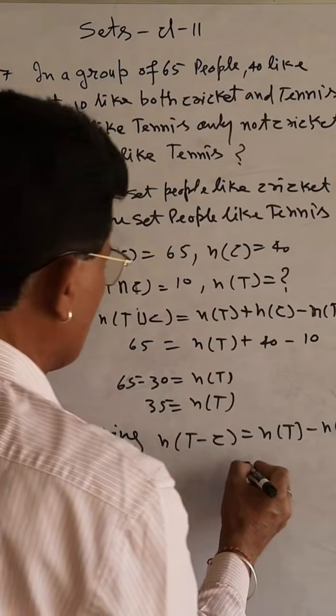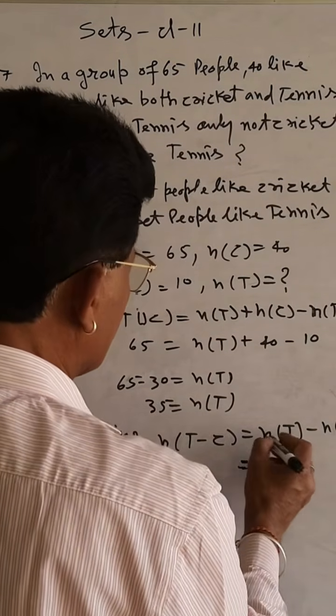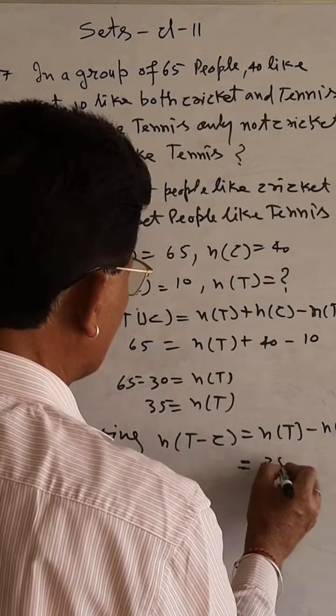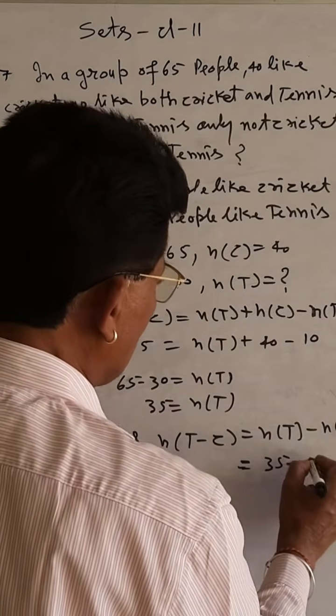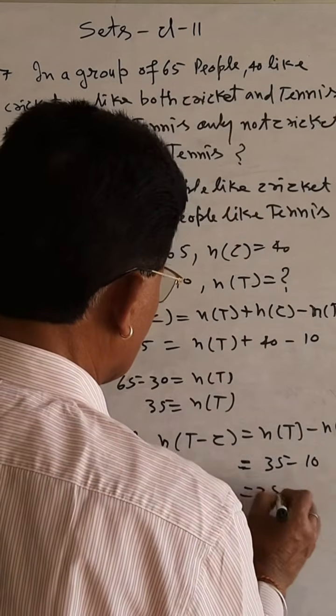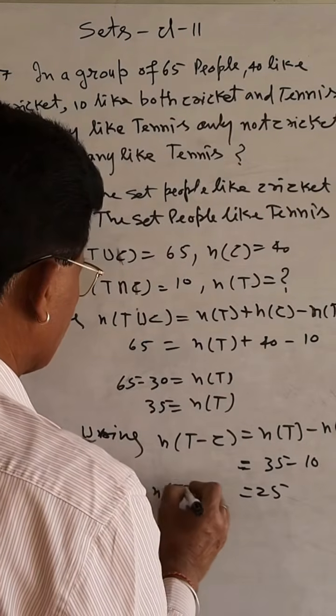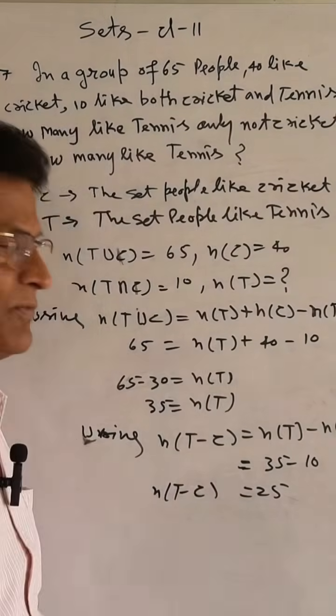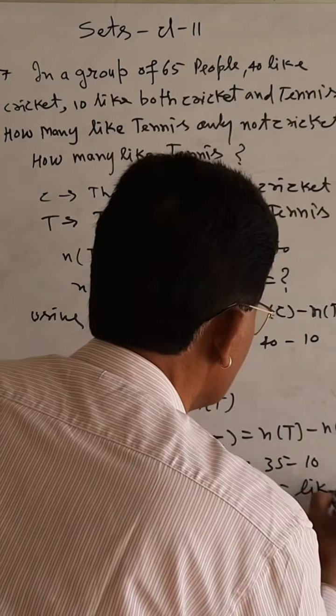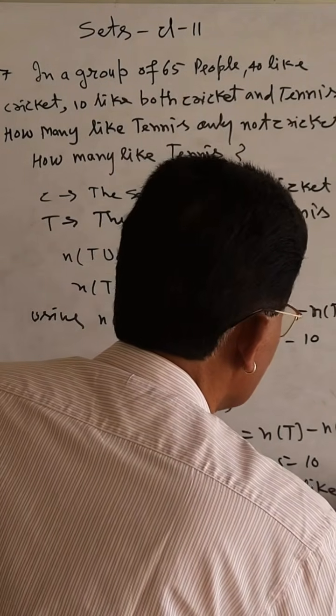It will be equal to number of people who like tennis, which we just determined as 35, minus number of people who like both, which is 10. That equals 25. That means number of people who like tennis and not cricket is 25, like tennis only.